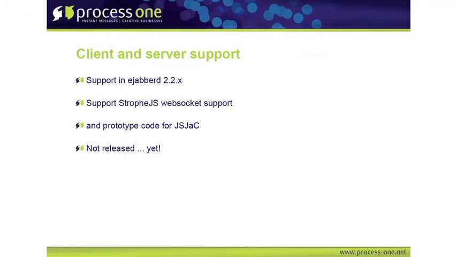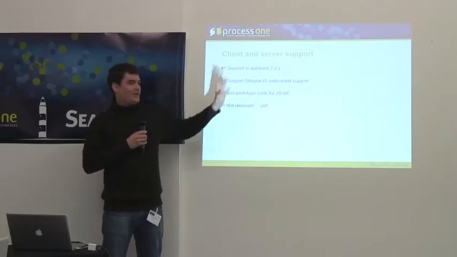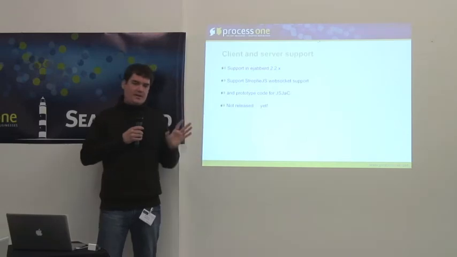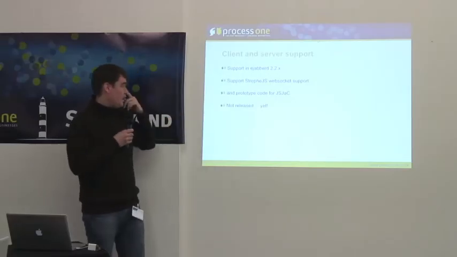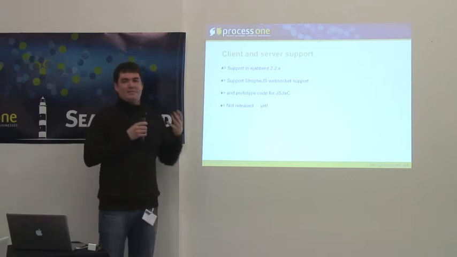So, client and server support. We have support in the Jabberdy 2.2.x, which is not released yet, but will be at some point. We have support for that, so it's really simple. It's like one line to add in the Jabberdy.cfg. We have also written Strophe.js WebSocket support. There again, it's a plugin. You just add the JS file for WebSocket support and you don't have to change anything else in your Strophe.js application. I did write some prototype code for JSJaC, which I just sent to Stefan, so maybe he can make something good out of it.